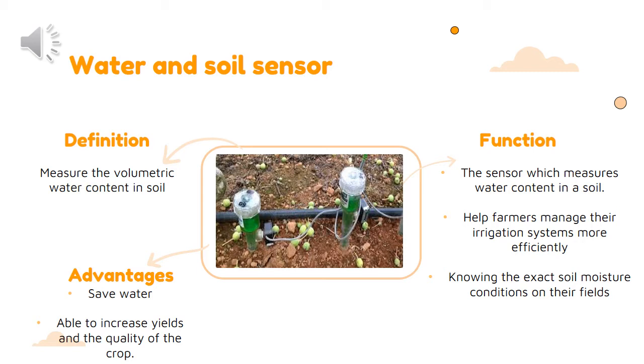Measuring soil moisture is important for agriculture applications, because it can help farmers manage their irrigation systems more efficiently, knowing the exact soil moisture condition on their fields. And not only are farmers able to generally use less water to grow a crop, they are also able to increase yields and the quality of the crop by improved management of soil moisture during critical plant growth stages.